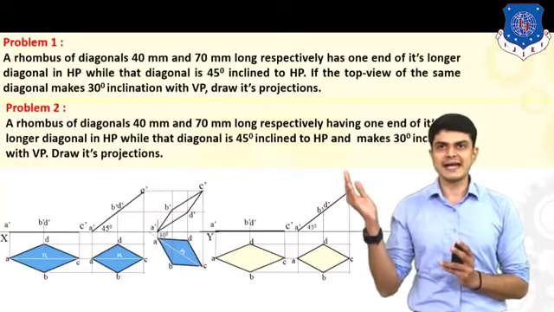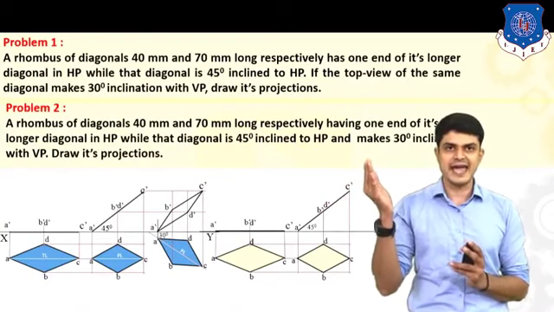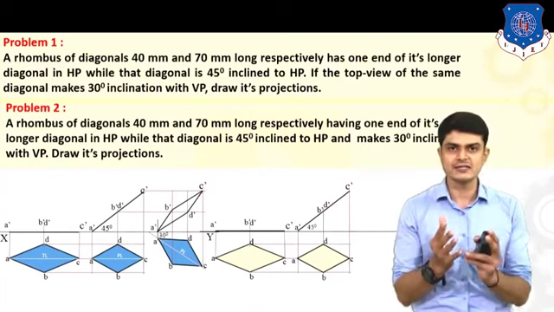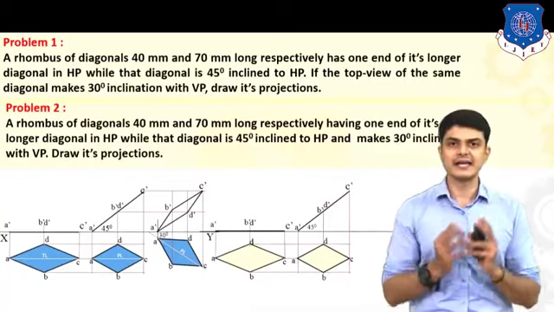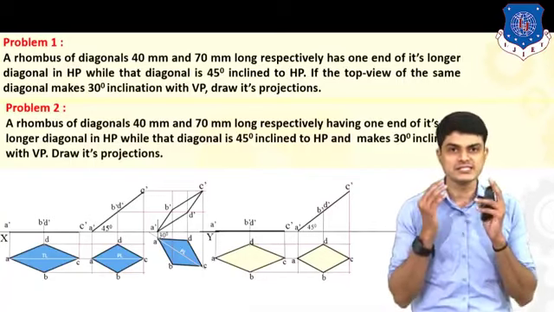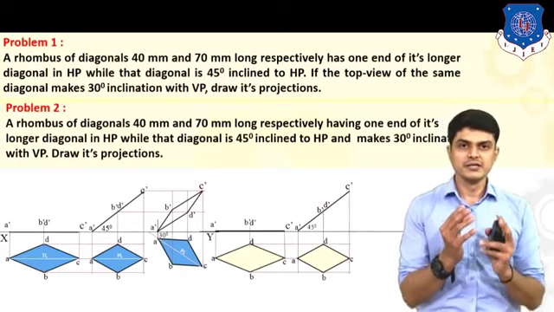Your longer diagonal is in HP, while that diagonal is at 45 degree inclined to HP, and the same diagonal makes 30 degree inclined with VP. Which diagonal? The longer diagonal which is in HP, which is at 30 degree inclined to VP. So we are talking about the real longer diagonal which is in HP. It is now at 30 degree inclined to VP.